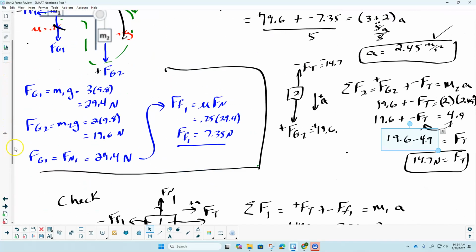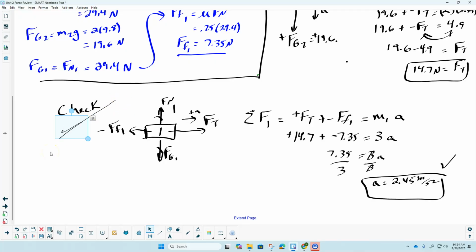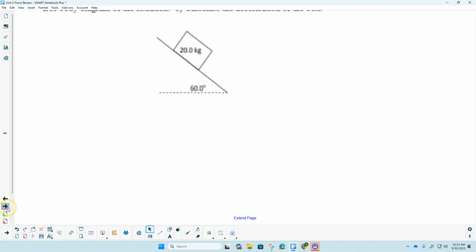So we know that we did it right. So that's just a check. You don't have to do the check, but I always like to do that after the problem, or after I get 2 answers, to see if I did it correctly. Okay, so that was number 3.